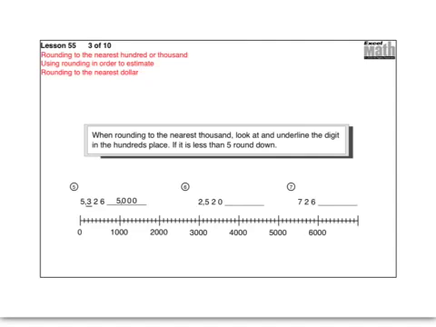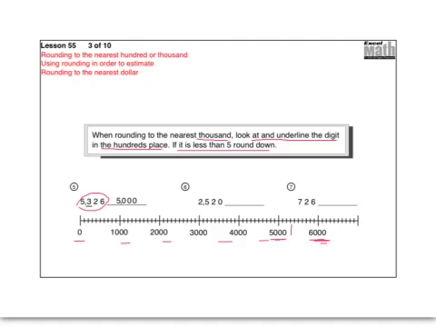All right, when rounding to the nearest 1,000, look at and underline the digit in the hundreds place. If it is less than 5, round down. So again, here we have some numbers up to 6,000. First number is 5,326. Here's the number 5,000. Here's the number 6,000.